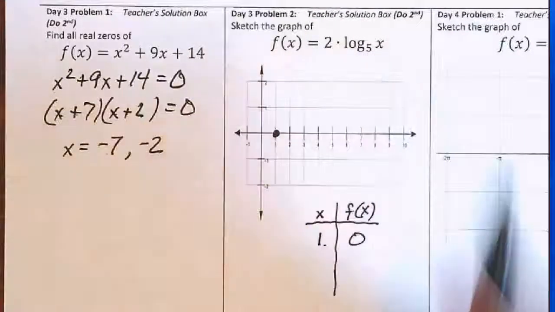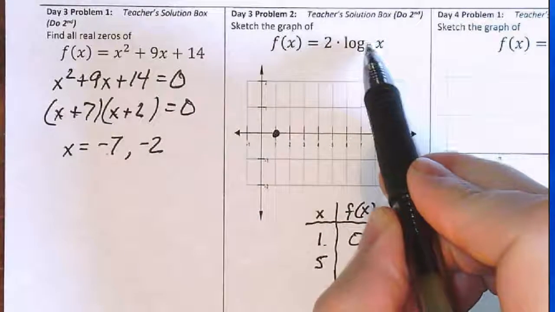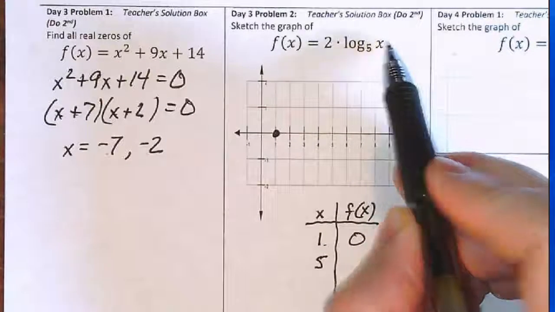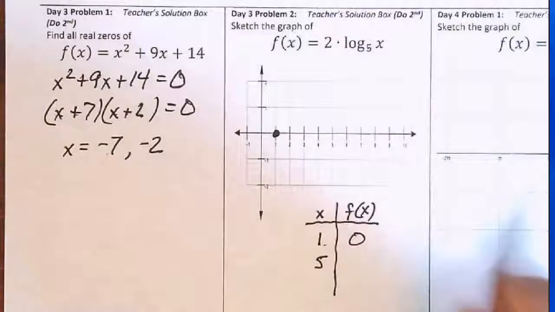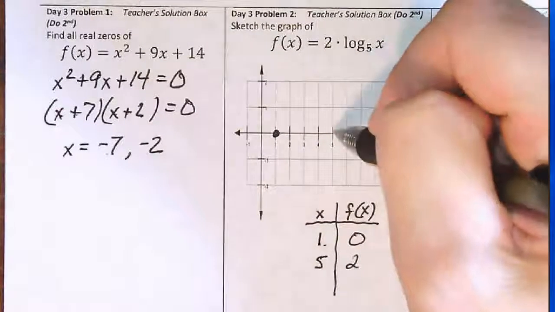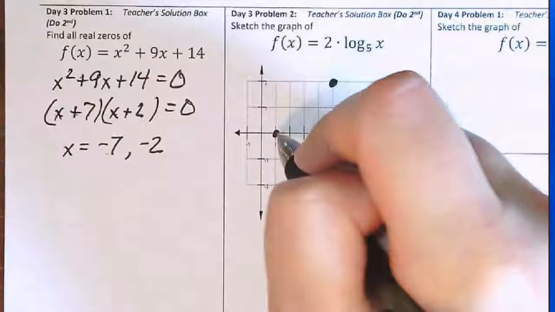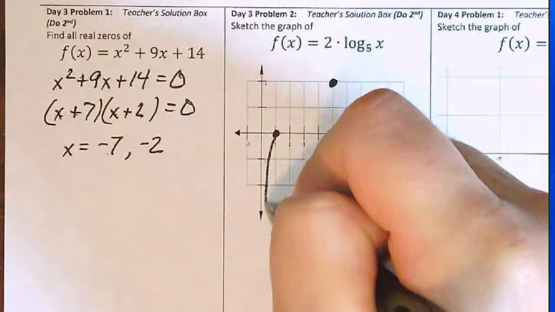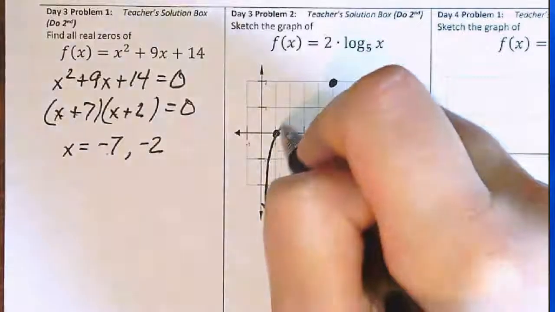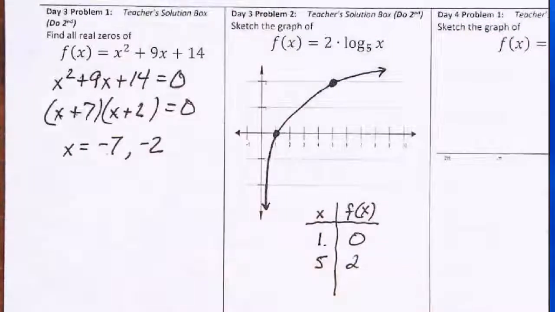For a base 5 logarithm, another nice number to try for x is 5. The base 5 log of 5 is 1, and 2 times 1 is 2. And so the point 5 comma 2 is on the graph as well. 5 comma 2 is located right here. And so we can draw in close to the y-axis, and then swinging up through this point and continuing on to the right.